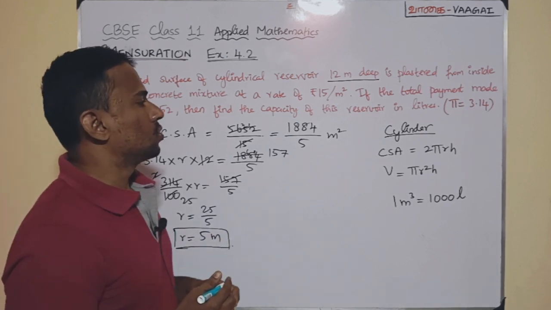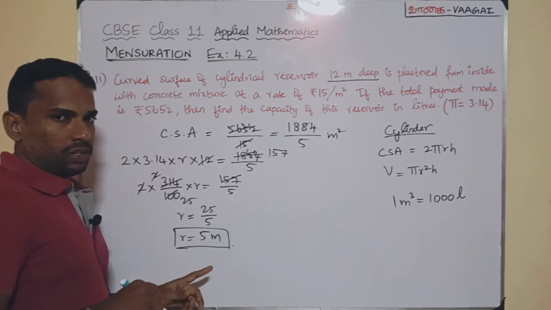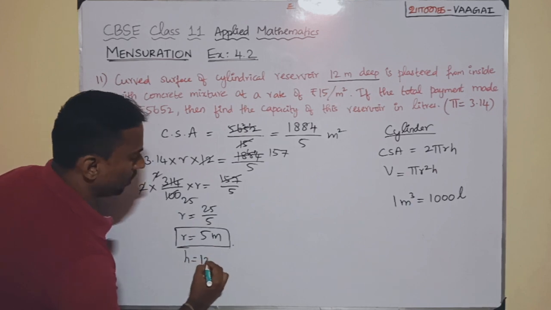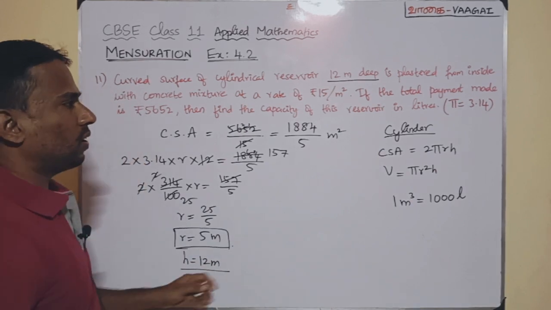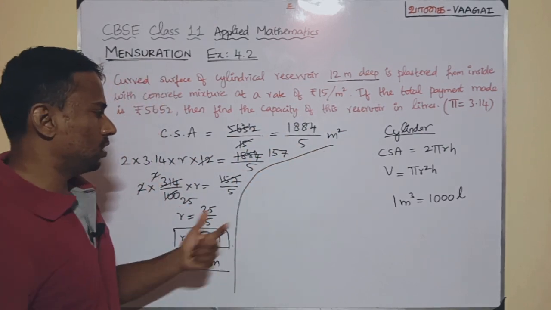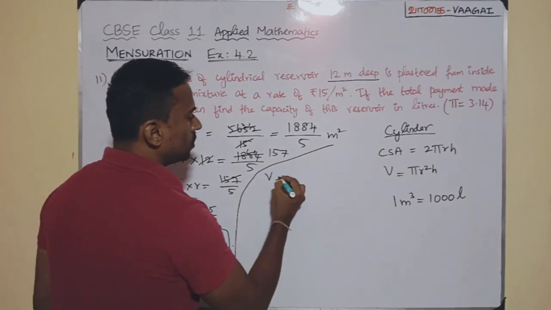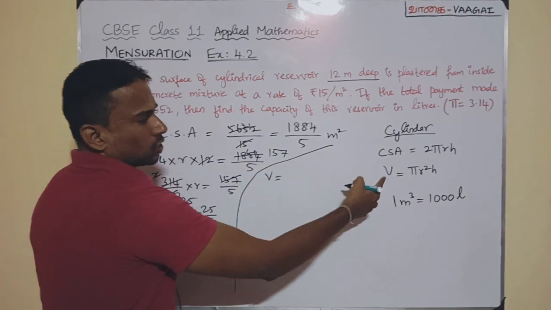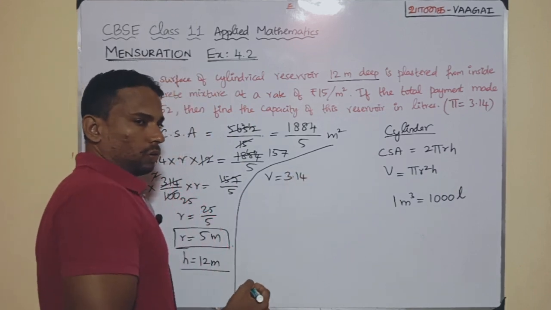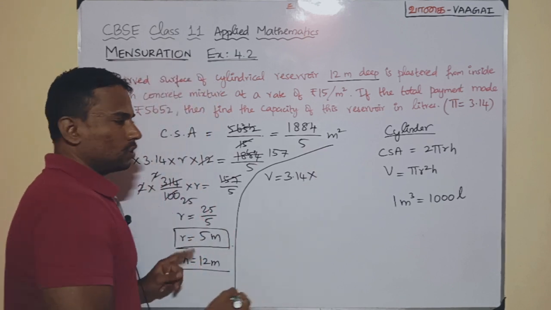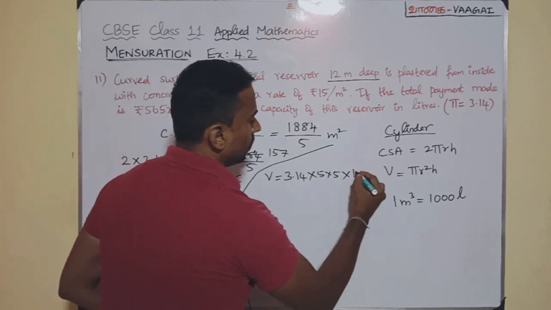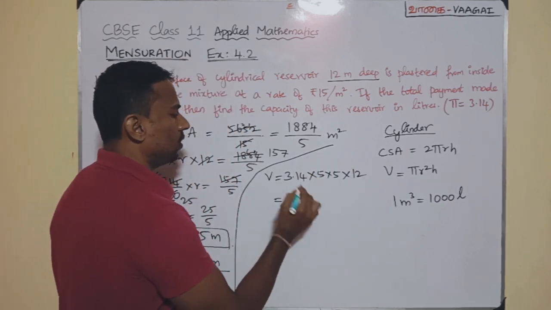So now we have the radius of this cylinder, which is 5 meters, and the height is already 12 meters. Now all we need to find is the capacity of this tank. Capacity means we need to find the volume. Volume is equal to pi r square h. So pi, which is 3.14, into r square, which is 5 into 5, into the height, which is 12. That's it. Now we will clearly solve this one.